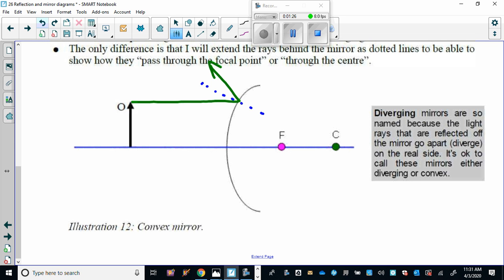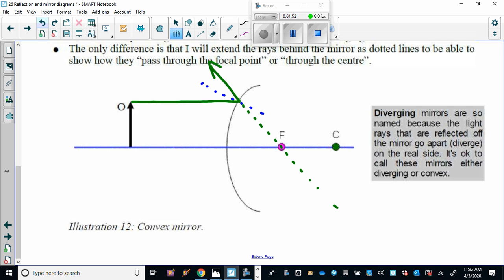And what we have to do for this one is extrapolate that one, since the rule is that it goes parallel, it goes through the focus. So we extrapolate it back through the focus, right there. Okay, so there's rule number one. Rule number two says if it goes through the focus, then it's going to go parallel. Now, we're going to skip that rule for now. I'll do it in a minute to show you how it works.